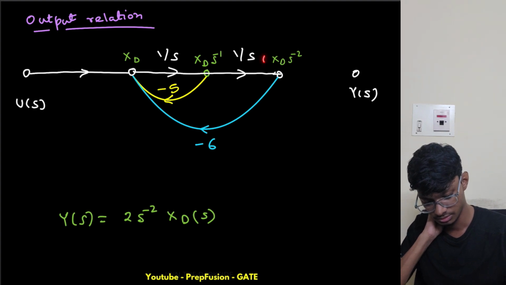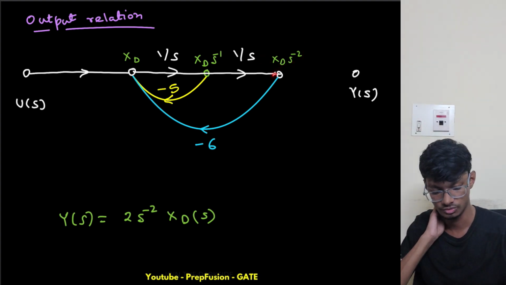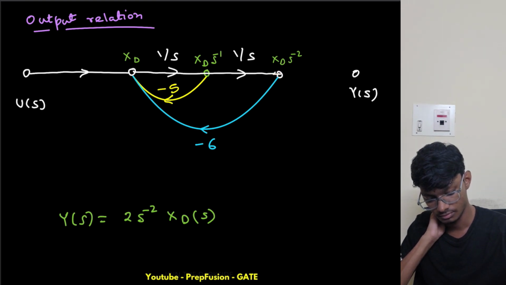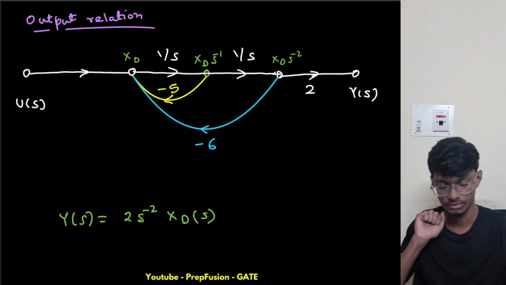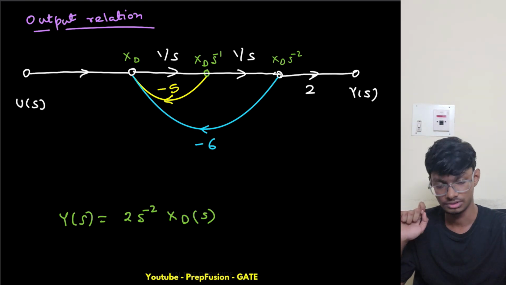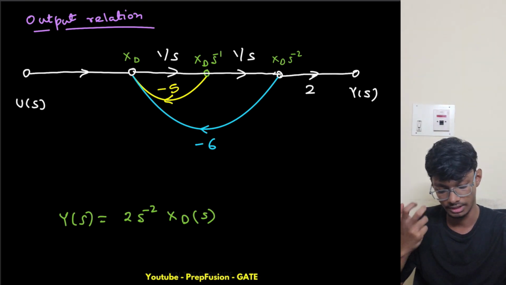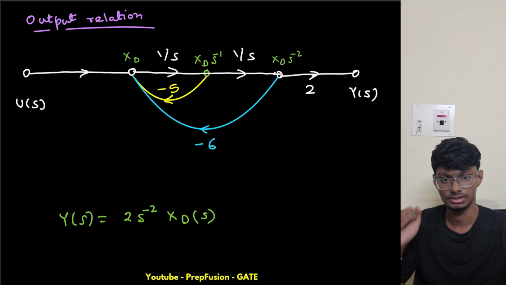So this xd raised to the power minus 2, it is 2 times this. So what I will do, write this over here. This is 2 times, right? Okay, so this is my output relation basically. Now this is my state diagram. Now let's write the state equation.